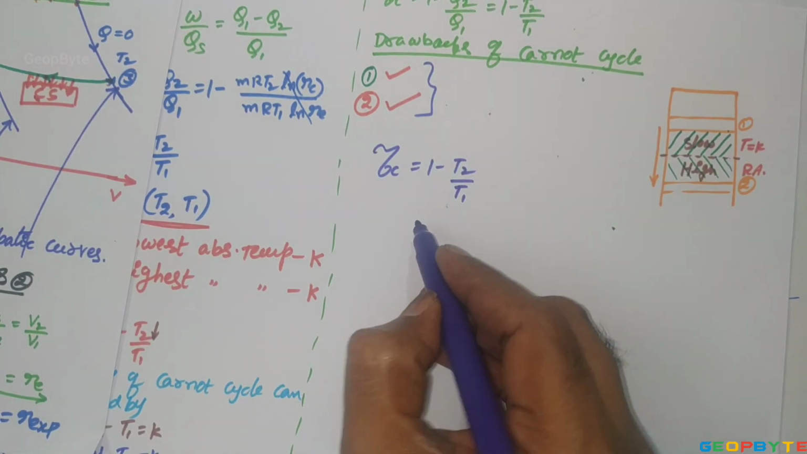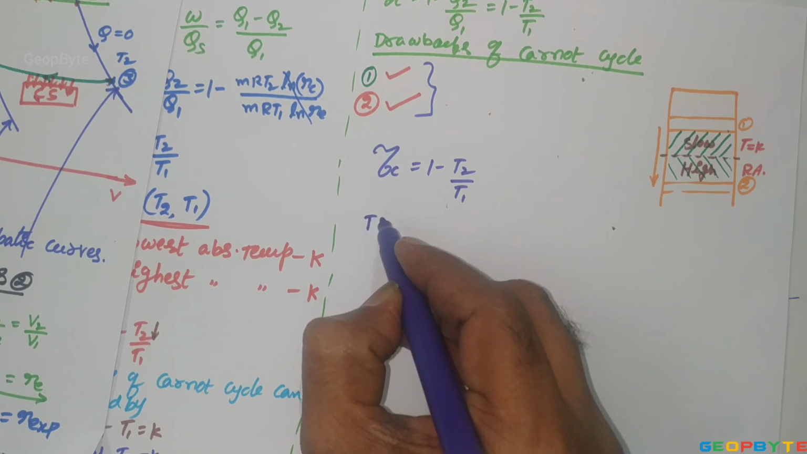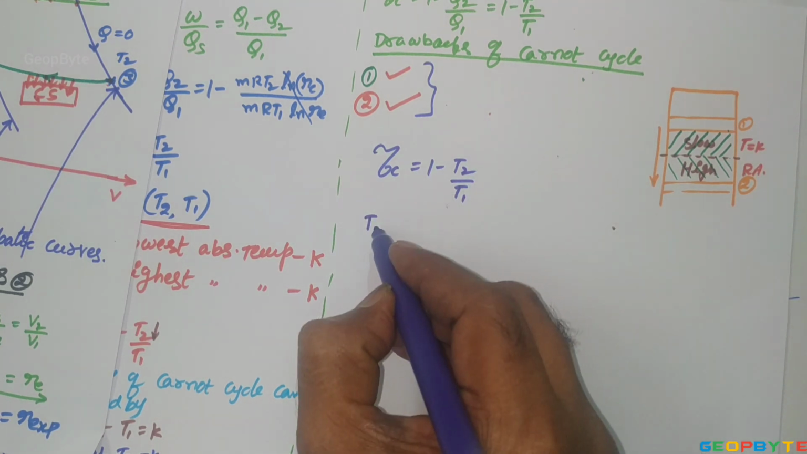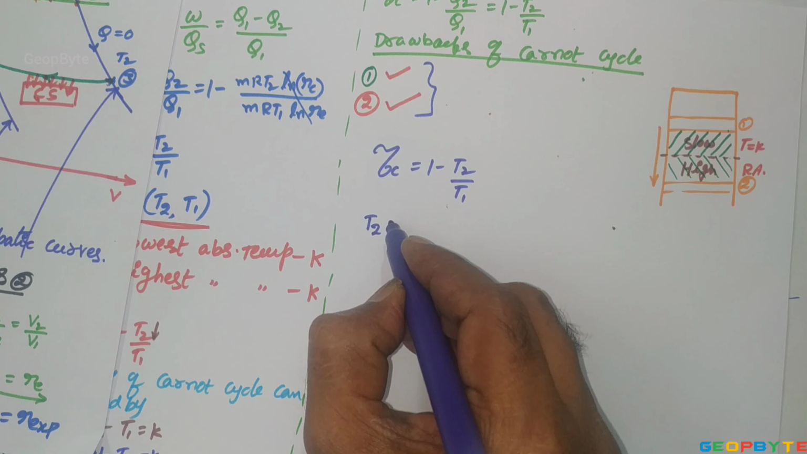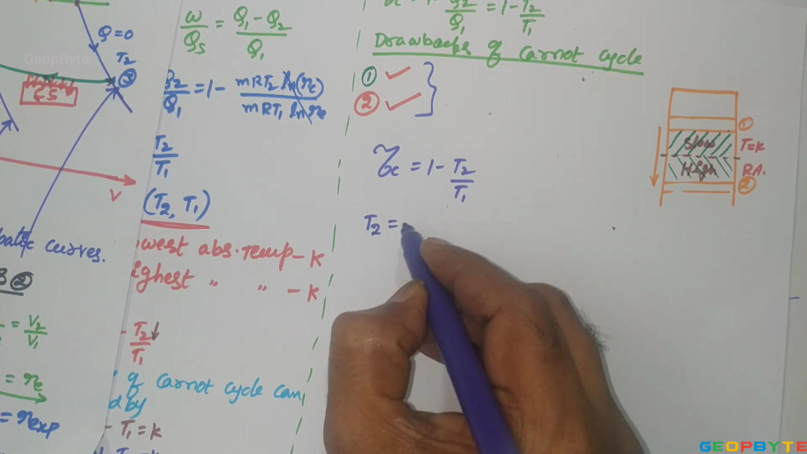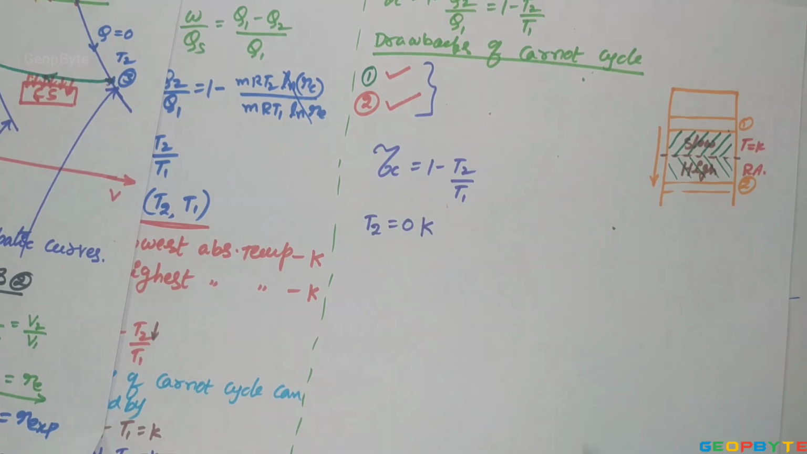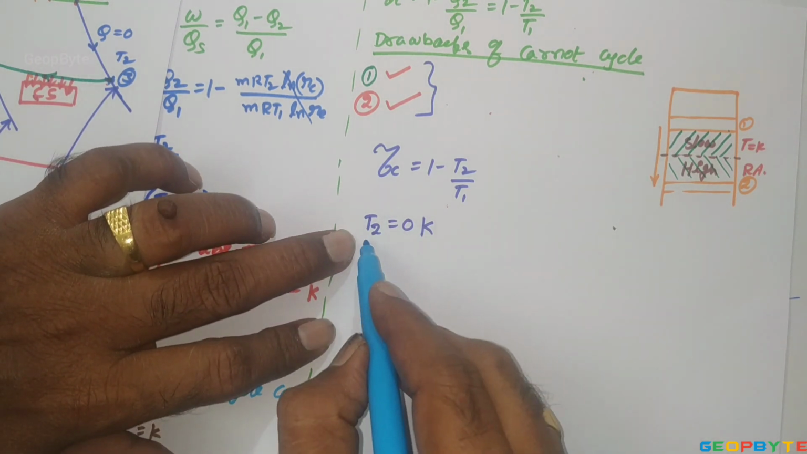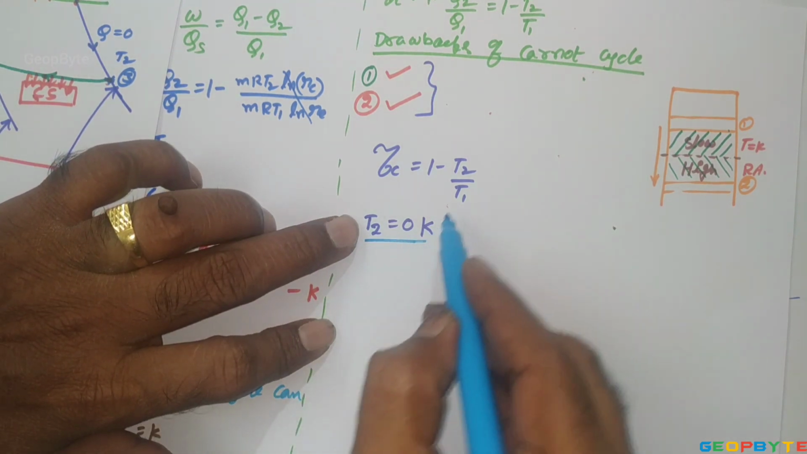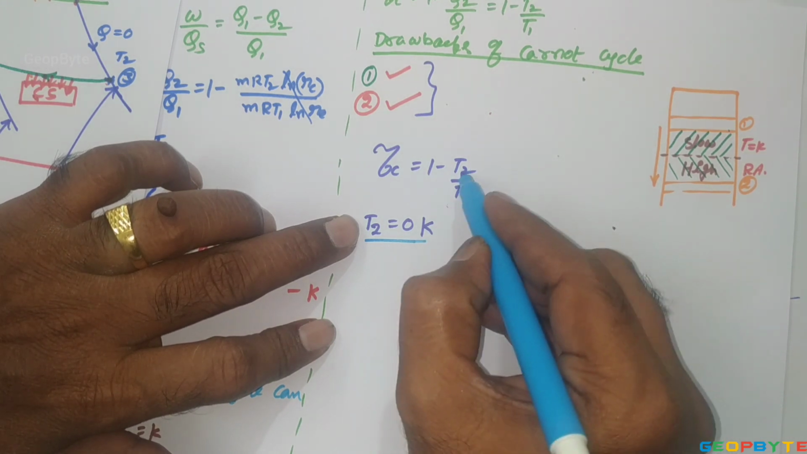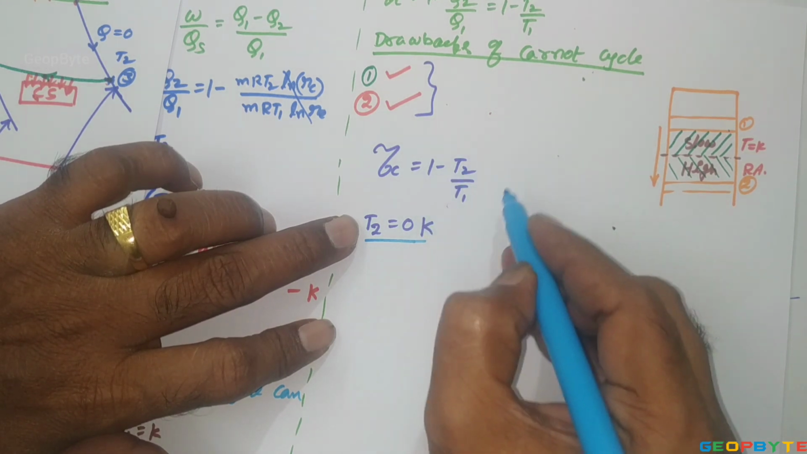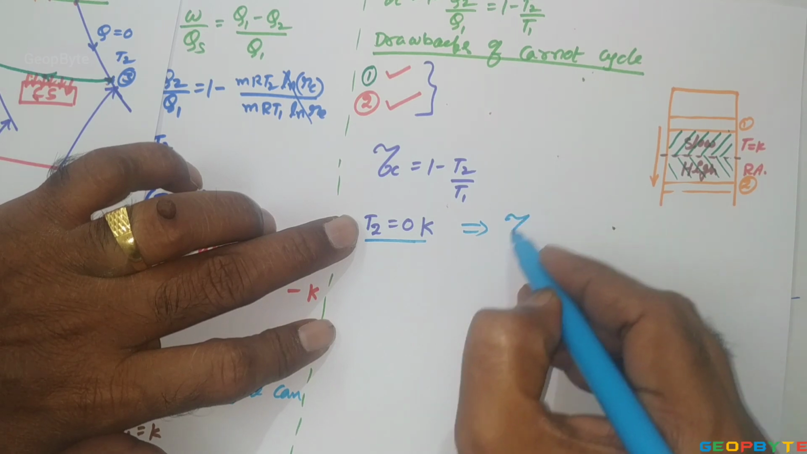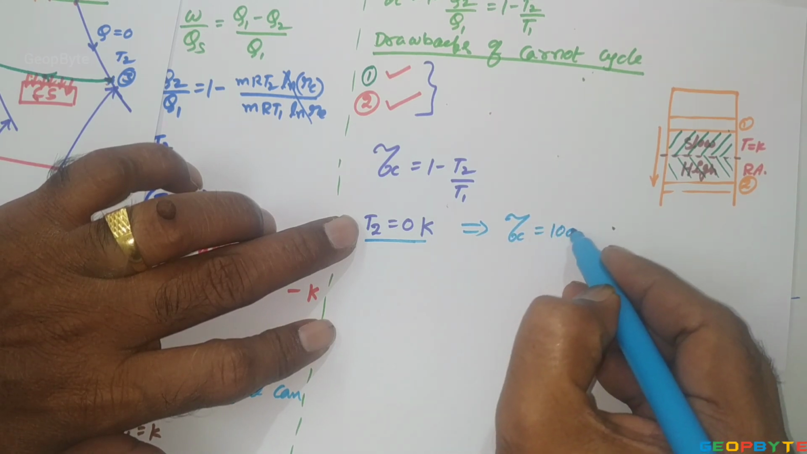For this imaginary cycle, I can go for any temperature range. If I want to maintain T2 equal to 0 Kelvin, because it is not a practically possible cycle, if the lowest temperature is 0 Kelvin, then 0 by something is 0, so it is giving 100% efficiency. Carnot cycle efficiency equals 100%.